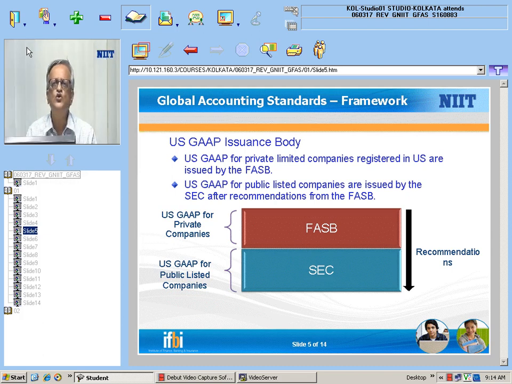So it is divided into two parts: the private limited companies and the public limited companies, private companies and public companies.